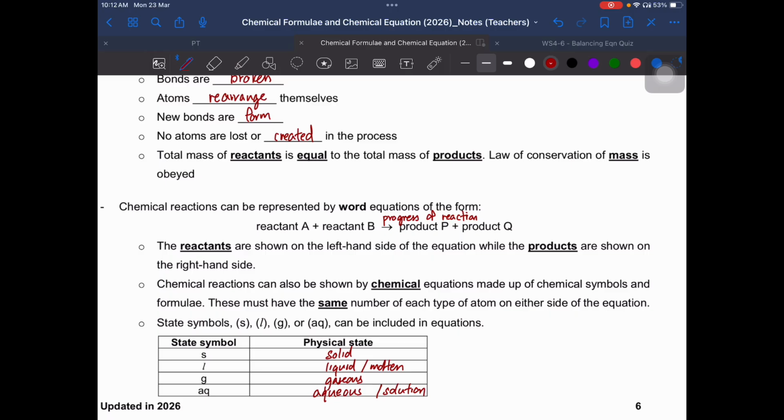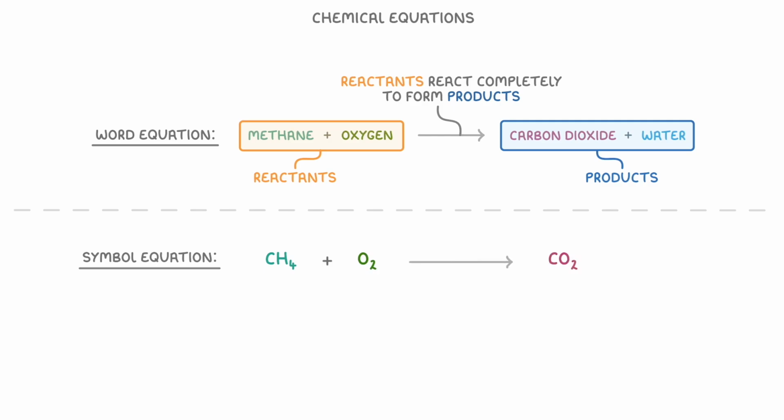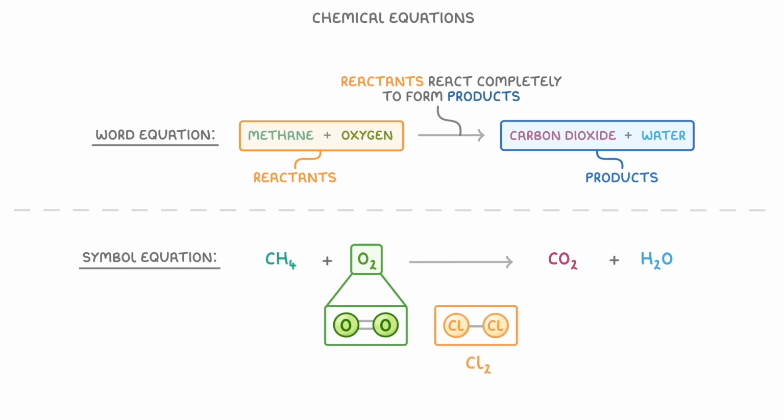Most of the time though, instead of writing these word equations, we write symbol equations and use the chemical symbols of each molecule involved. So for our reactions here, we'd have CH4, which is methane, plus O2, going to form CO2 and H2O. Notice here though that we put O2 rather than O, and that's because oxygen exists as a molecule made up of 2 atoms. So with that in mind, whenever you include oxygen in a reaction, you have to put O2. And similarly for chlorine, you'd put Cl2, and for nitrogen, you'd write N2.